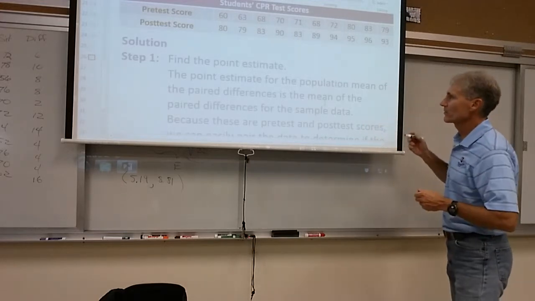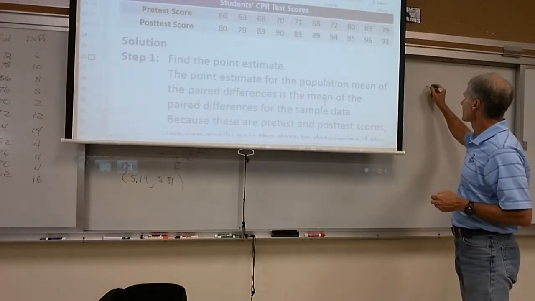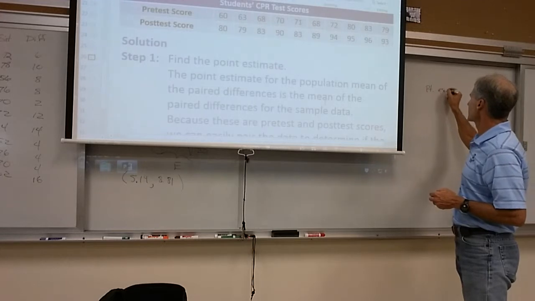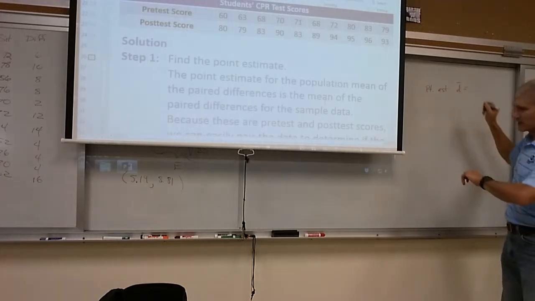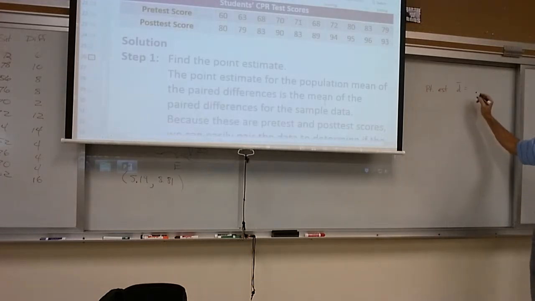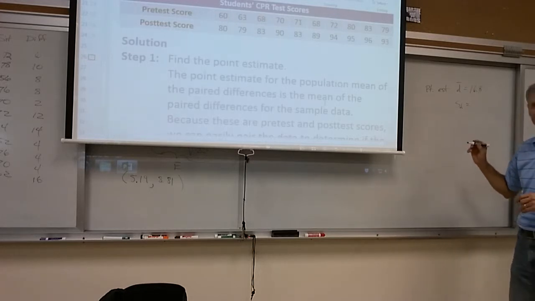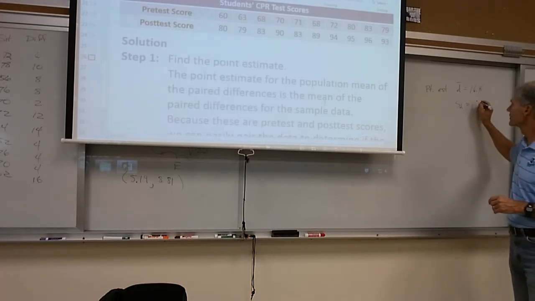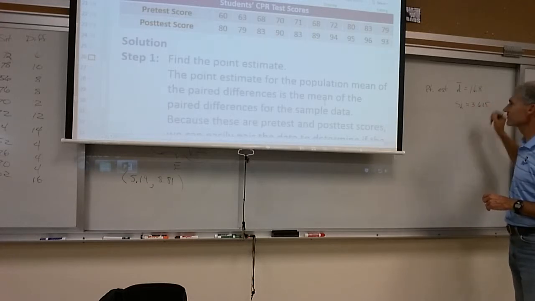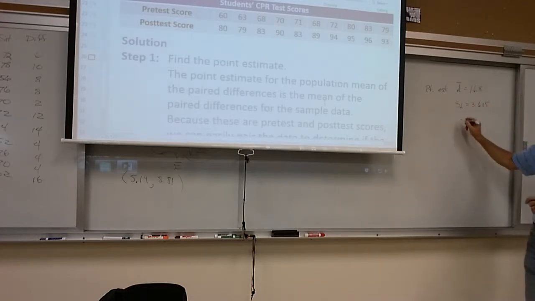Okay. So find the point estimate. The point estimate is D bar, and D bar is equal to what? 16.8. Okay. SD is what? The standard deviation of those differences. 3.615. Did I hear that right? Mm-hmm. Okay. And N is 10.